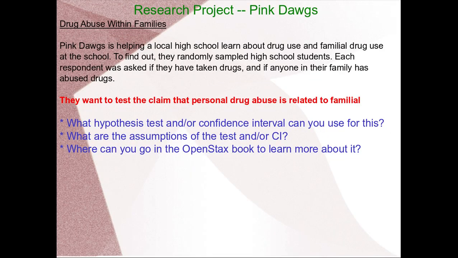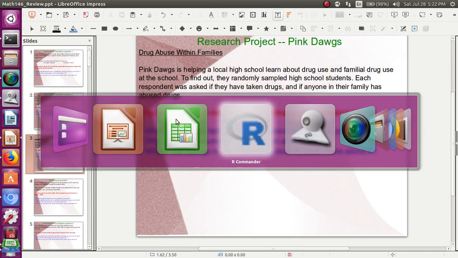Pink Dogs is helping a local high school learn about drug use and familial drug use at their school. They take a random sample of students. They ask them 2 binary questions: Have you ever taken drugs, and has anyone in your family abused drugs? They want to test the claim that personal drug use is related to familial. That is exactly like saying they want to test whether the proportion of students who have used drugs is the same regardless of whether or not their family has abused drugs. So let's go look at that.